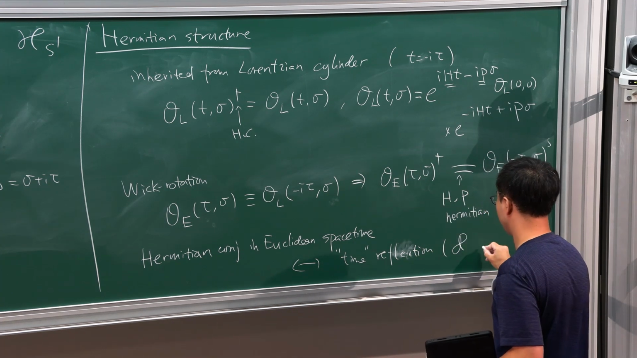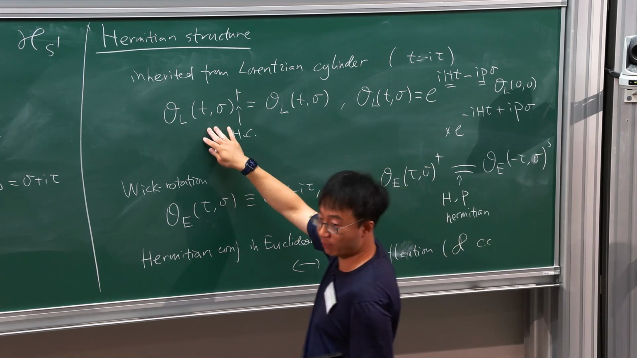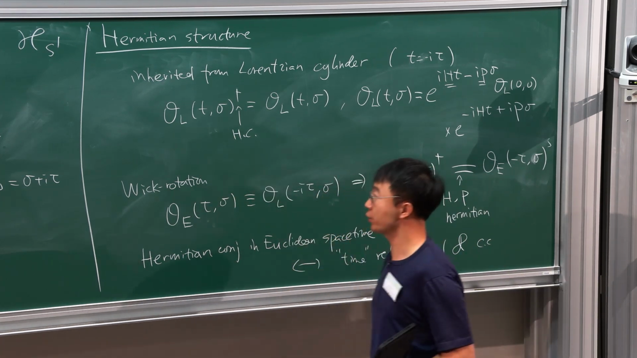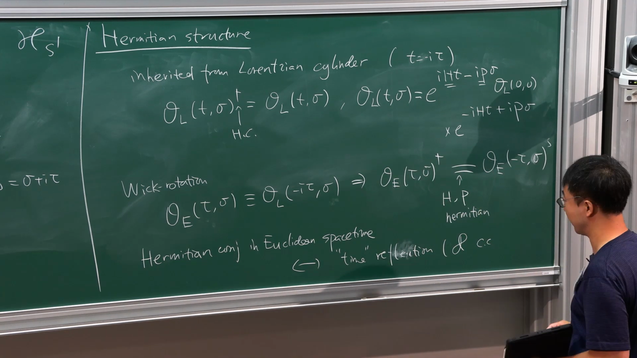And in addition, a complex conjugation. If the operator, so here I'm assuming the operator itself is Hermitian. So if you start in the form of Lorentzian signature where the operator itself is complex, additional complex conjugation would be needed.